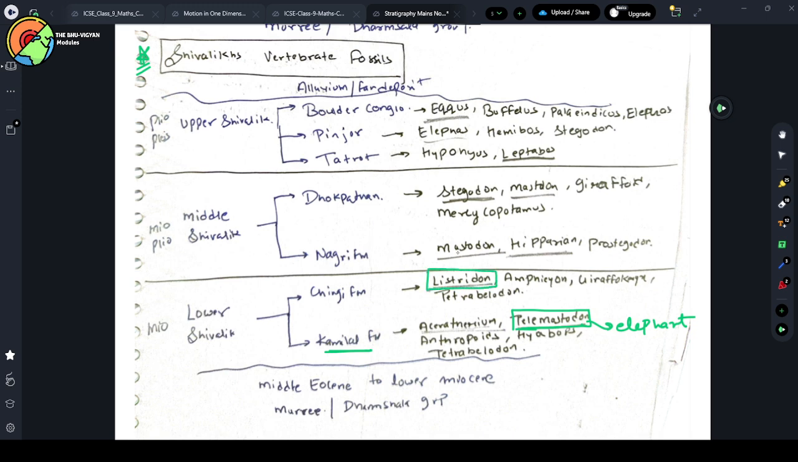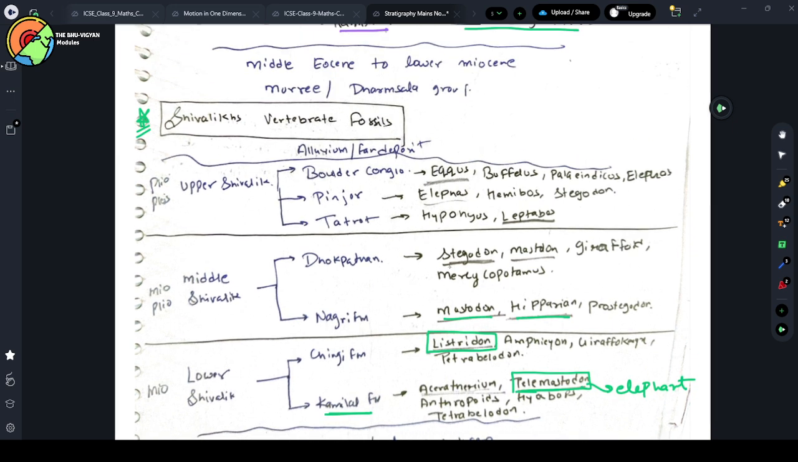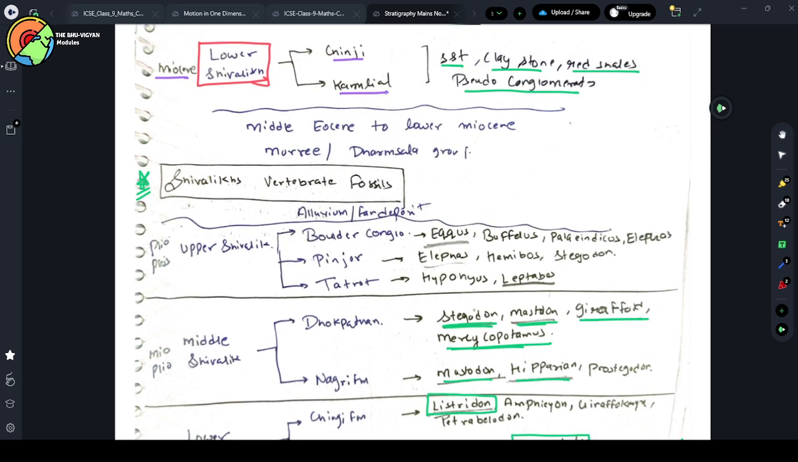Okay, in Nagri we have Mastodon and Hipparion. This is also elephant. In the top Dok Pathan we have Stegodon, which is a type of horse, and Mastodon. Sorry, this is also elephant. Then we have giraffoid, and we have Merycopotamus. Stegodon is also elephant. Okay, really sorry for that.